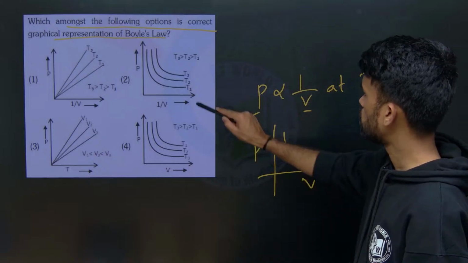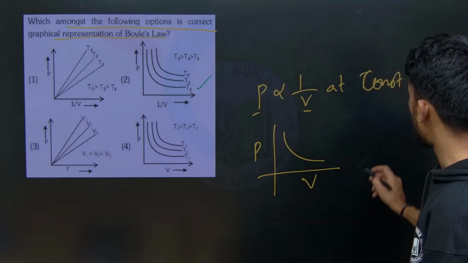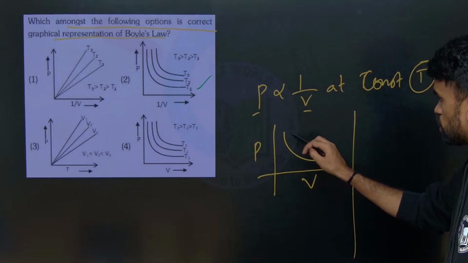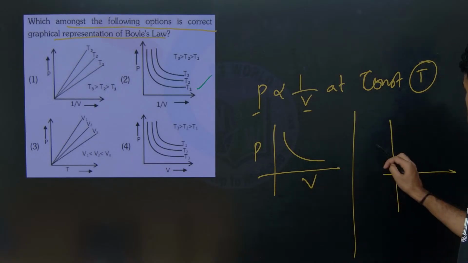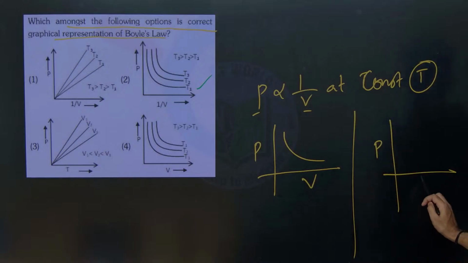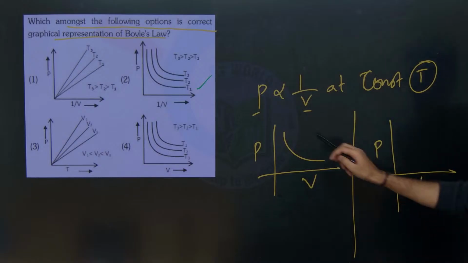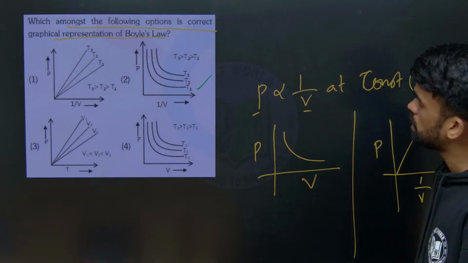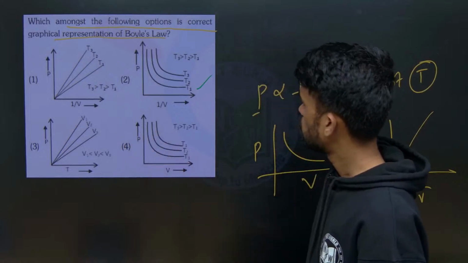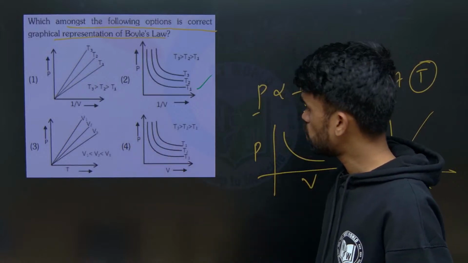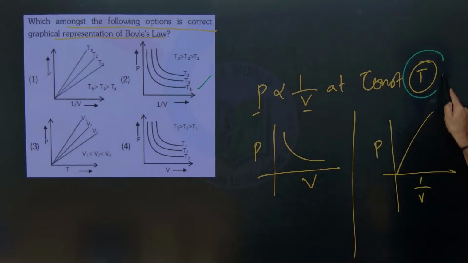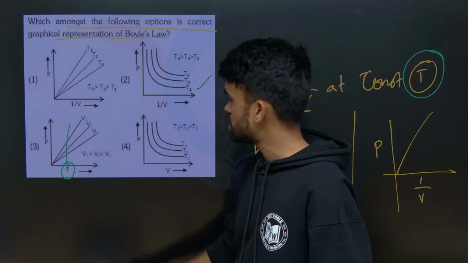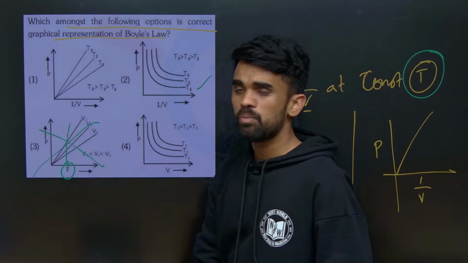So we have that kind of graph here, and if we want to draw P versus 1 by V, if it is P versus V, we should get a graph like this. If I say P versus 1 by V, it should be directly proportional now, so we should get a graph like this. Here we need to check from this. We know during this process temperature is constant. Here they mention temperature has to remain constant, but here it is changing. So this is not a Boyle's law graph.